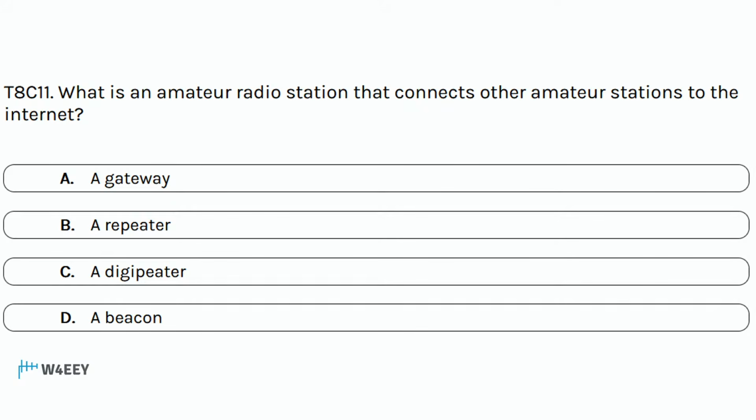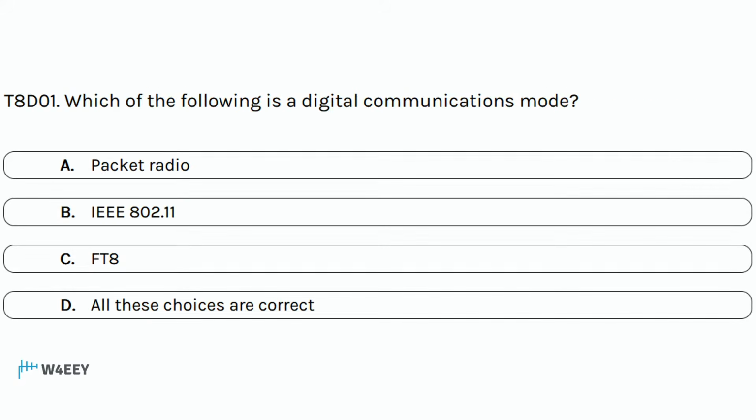And what is an amateur radio station that connects other amateur stations to the internet? What do we call that? C. Charlie or A, gateway? It is a gateway, indeed. Part of the WinLink system. And which of the following is a digital communications mode? Read carefully. Delta. D. Yep, packet radio, yes. IEEE 802.11, that's Wi-Fi, yes. FT8, yes, all of those choices are correct.